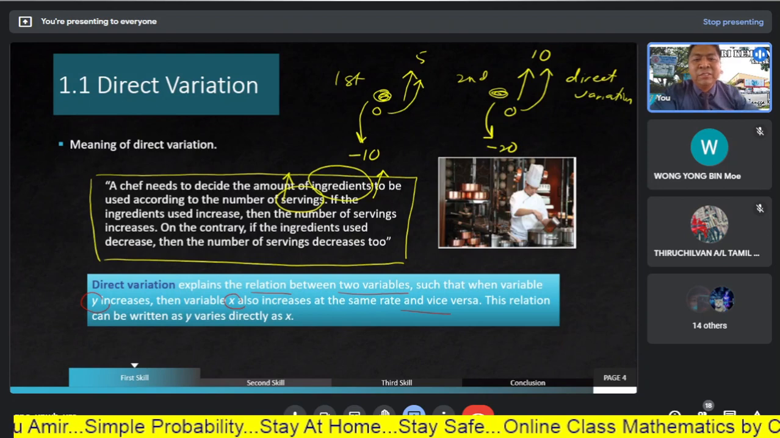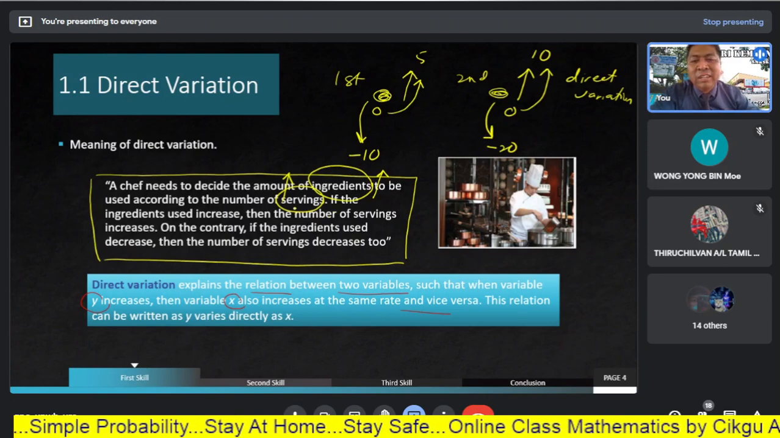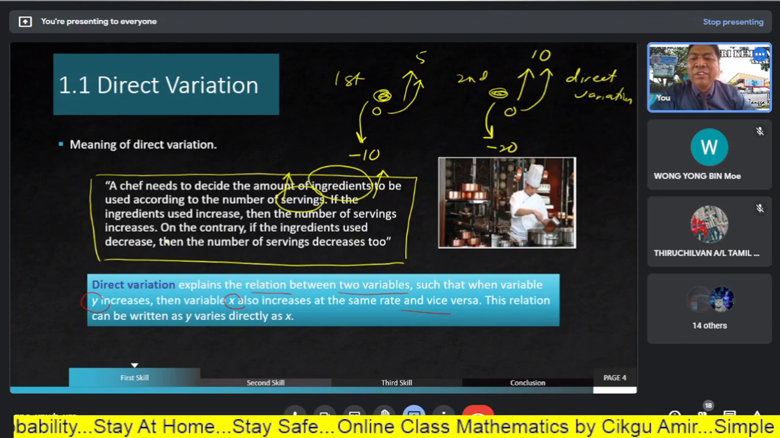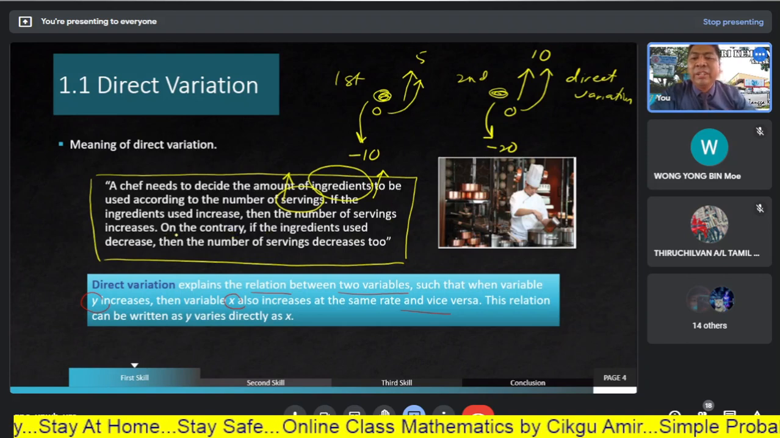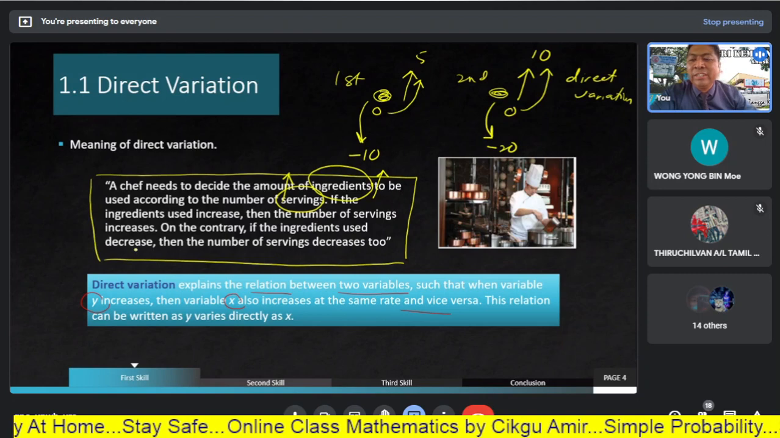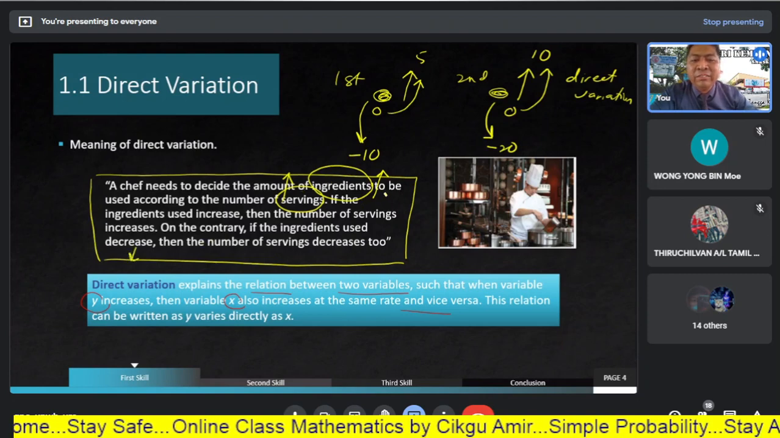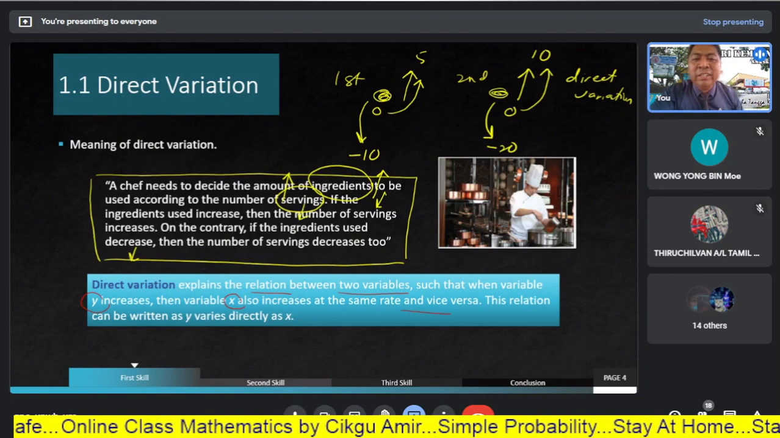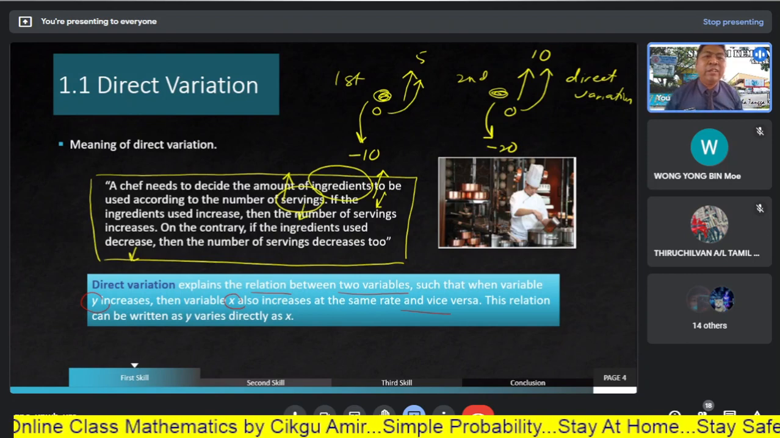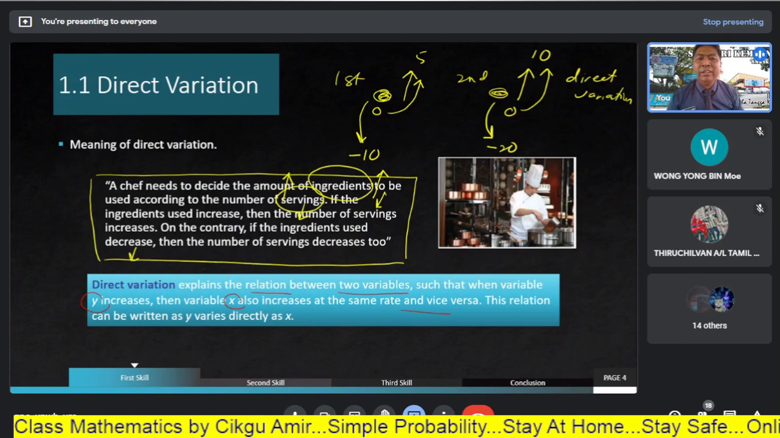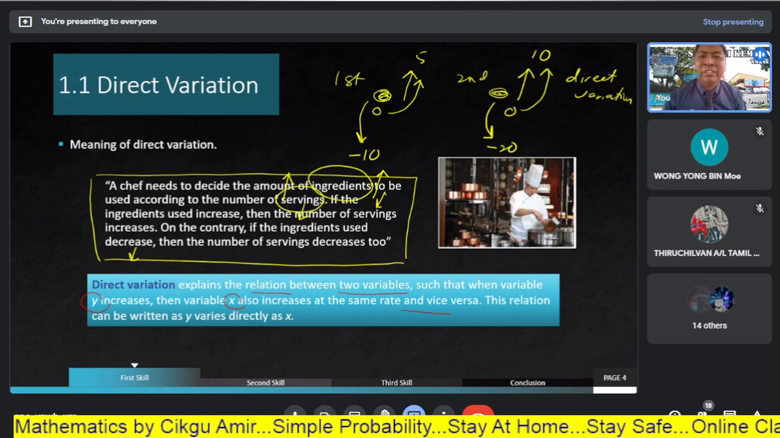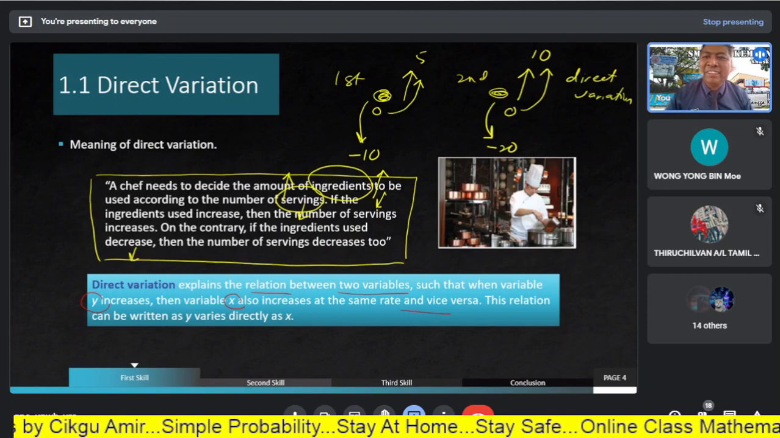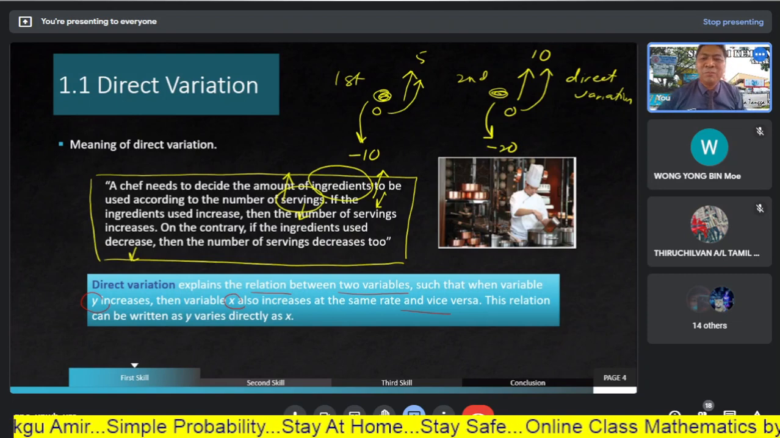If you have more chicken, then you can make more curry chicken. On the contrary, if the ingredient used decreases, it's less ingredient, then the number of servings also decreases. This is the variation, simple. If you have more money, you are richer. If you have less money, you are poorer. Just like that. Direct variation.